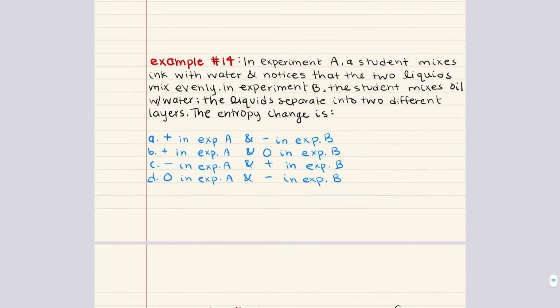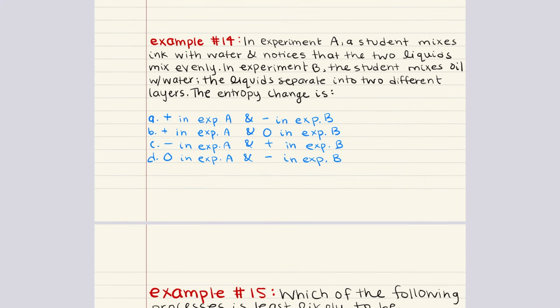Moving on to problem 14. Problem 14 says, in experiment A, a student mixes ink with water and notices that the two liquids mix evenly. In experiment B, the student mixes oil with water. The liquids separate into two different layers. The entropy change is blank for experiment A and blank for experiment B.